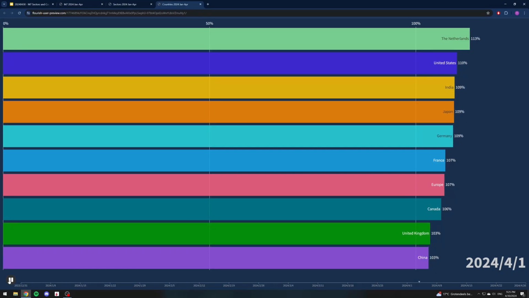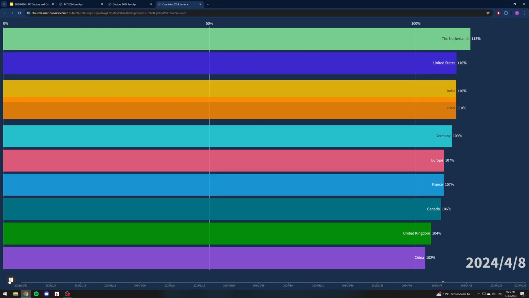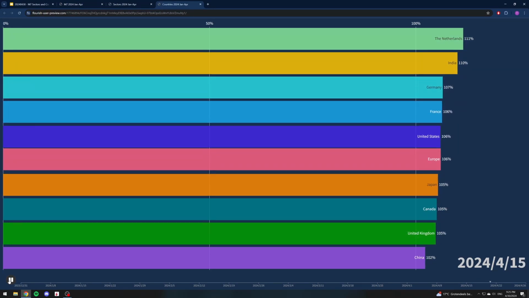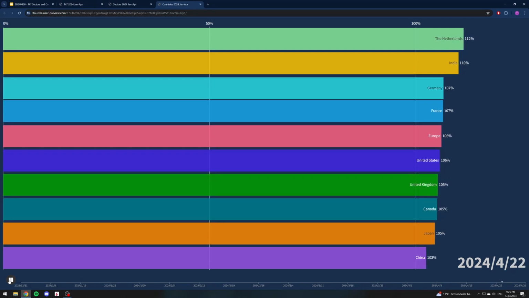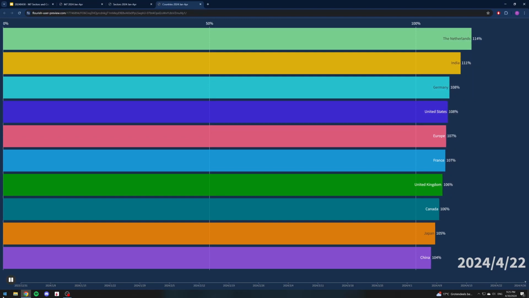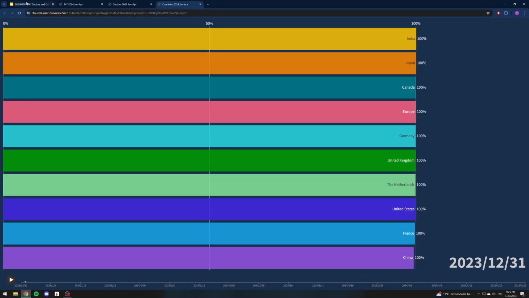The United States is actually doing really well. They're at 110%, and they're the biggest economy in this list. And the Netherlands is ending up on top because of what I mentioned earlier: small market, heavy focus on chips. China, I think, is ending up on the bottom, but every country has increased and is doing better than the beginning of the year. Let's get back to the slides.